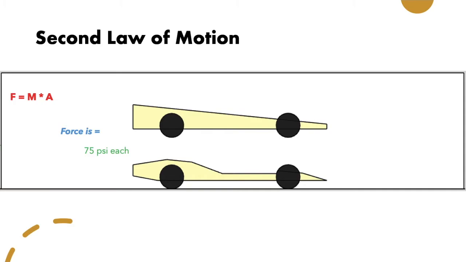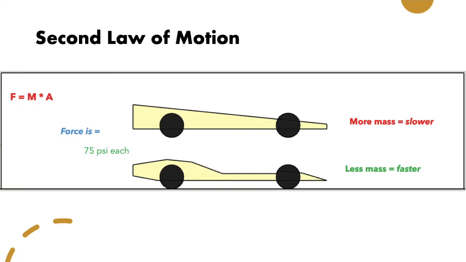So you see we have two different cars here on the screen. We have the top one, which is basically the plain block, and the bottom one, which we've cut more out. Due to this law of motion and the force being equal, we know that more mass is going to mean a slower car. We know that less mass is going to be a faster car.